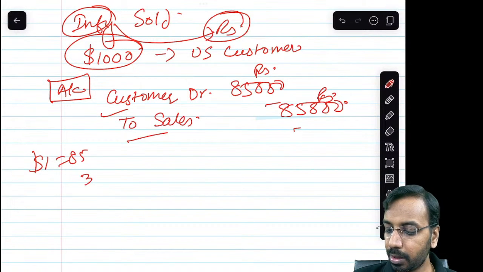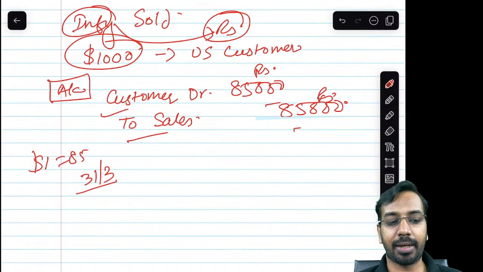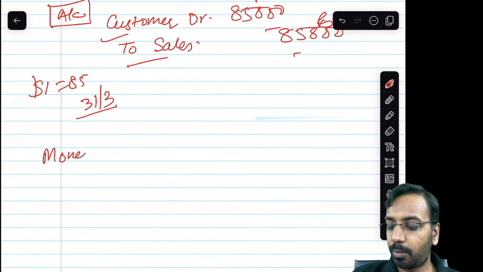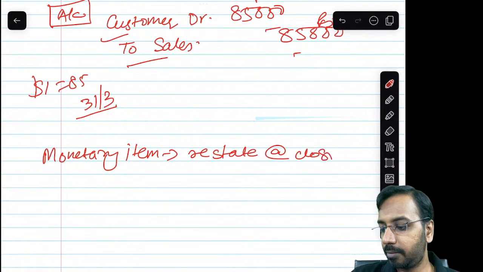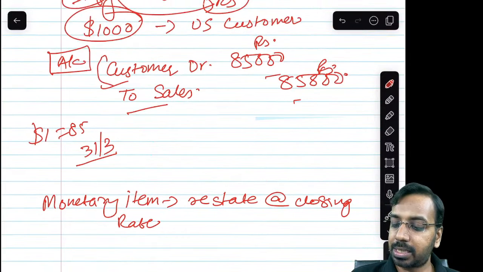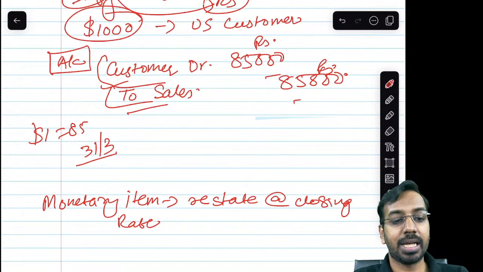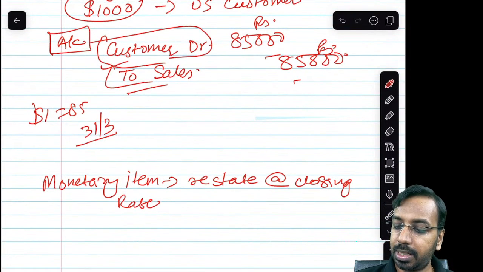Now, on 31st March, this is still outstanding. Then what do we do? On 31st March, what the standard says is, if there is a monetary item, you will restate at closing rate. Now, in customer and sales, which one is a monetary item? Customer is a monetary item.